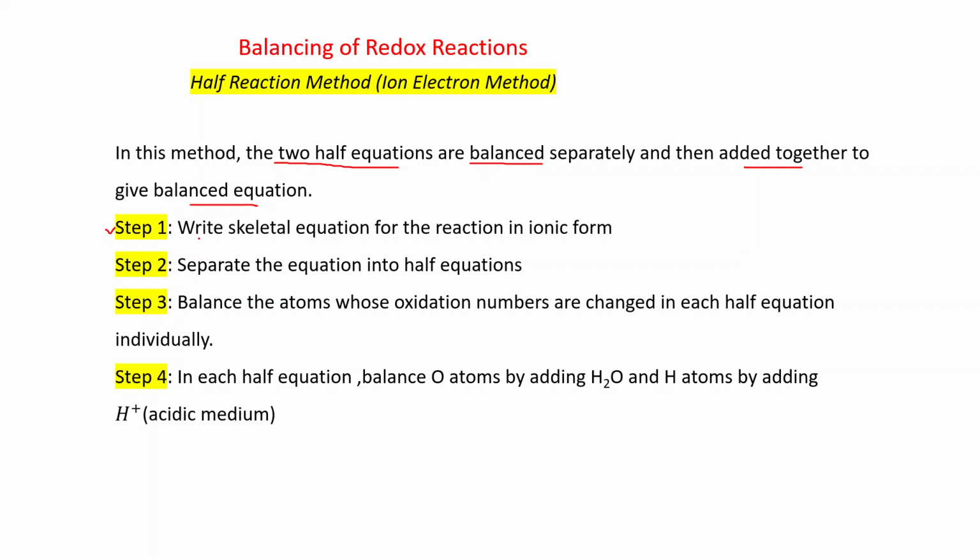In step 1, write the skeletal equation for the reaction in ionic form. Step 2, separate the equation into half equations, that is, the oxidation half equation and the reduction half equation. Step 3, balance the atoms whose oxidation numbers are changed in each half equation individually. Then step 4, in each half equation, balance oxygen atoms by adding H2O and H atoms by adding H+ ions if the reaction is taking place in acidic medium.